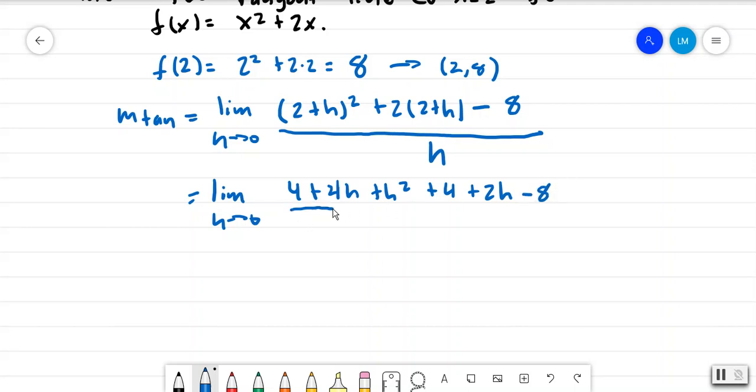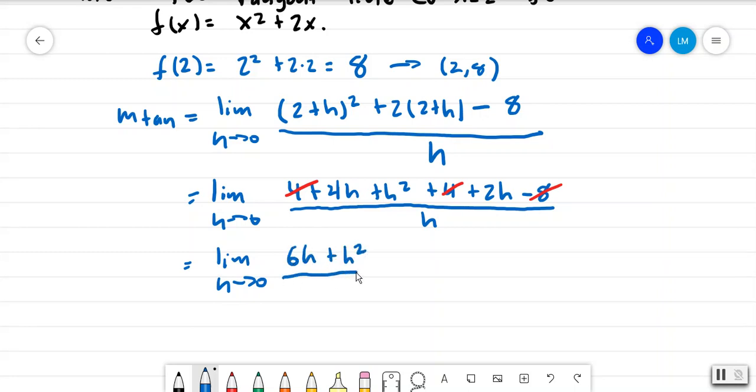Now, notice that everything is divided by h. In this case, the 4 cancels out because 4 plus 4 is 8, and that's going to be minus 8. So what this gives us is the limit as h approaches 0 of 6h plus h squared, all divided by h. Another factor of h cancels out, so we have the limit as h approaches 0 of 6 plus h. Furthermore, that gives us the slope of just 6. So the slope of the tangent is 6 units.